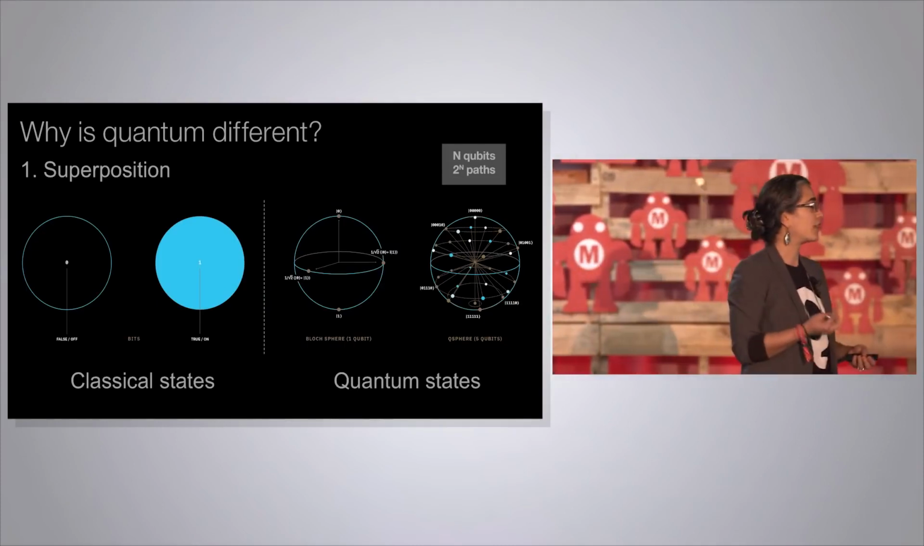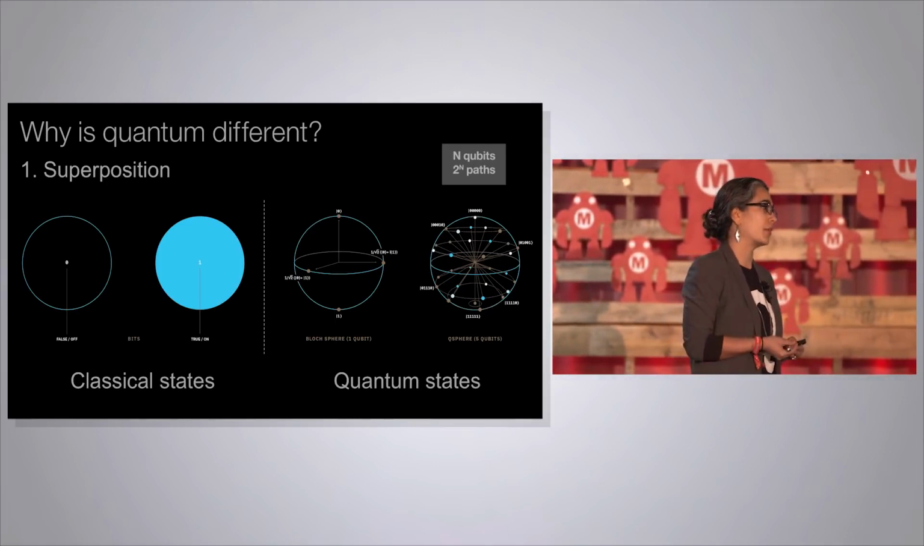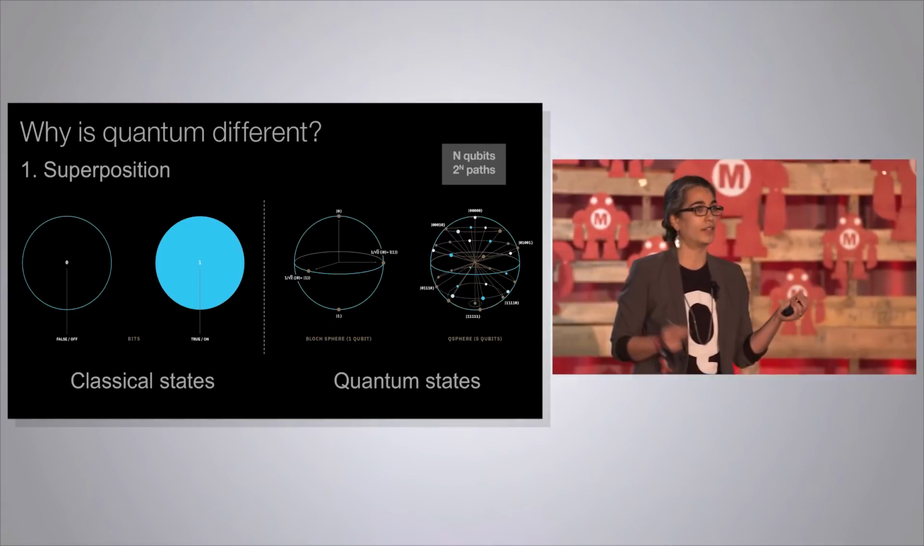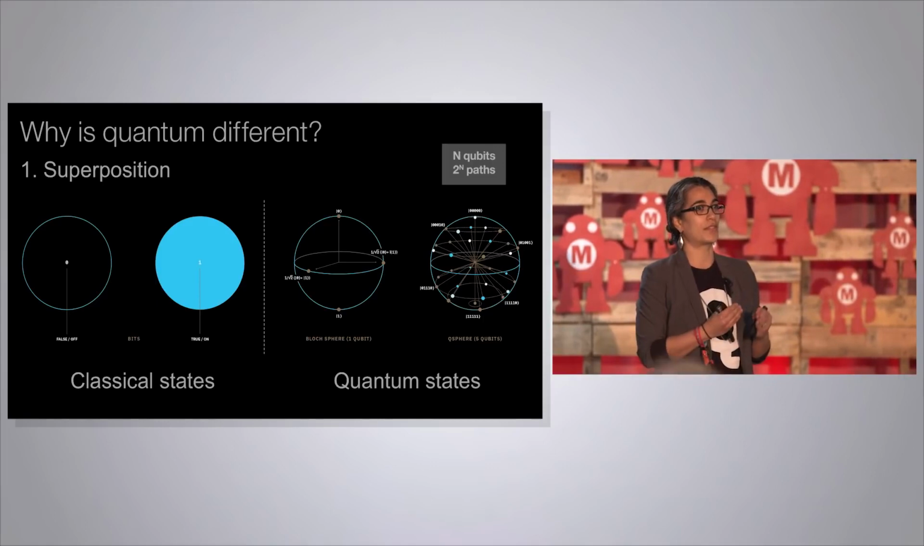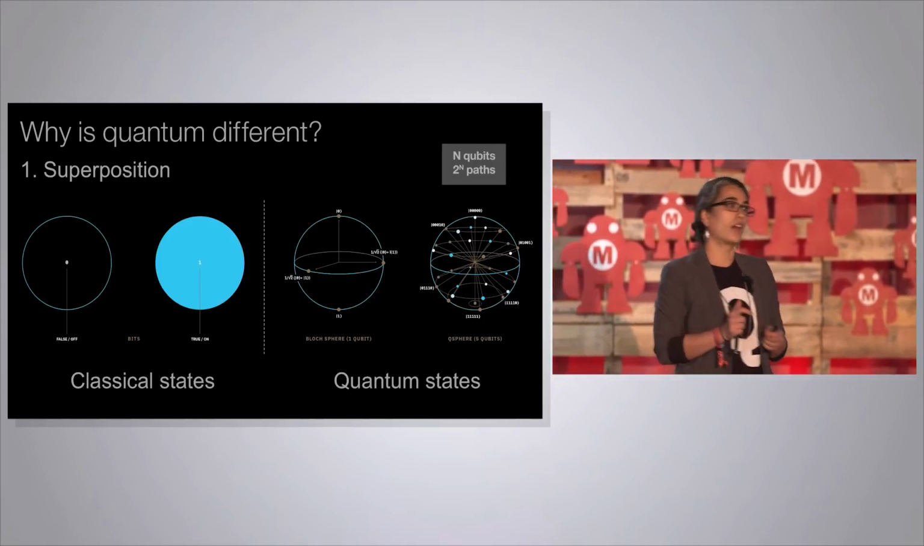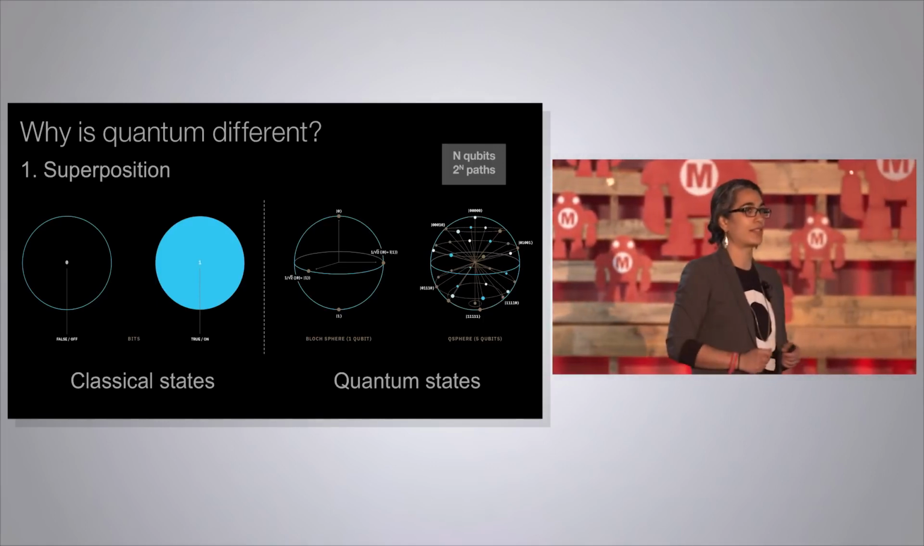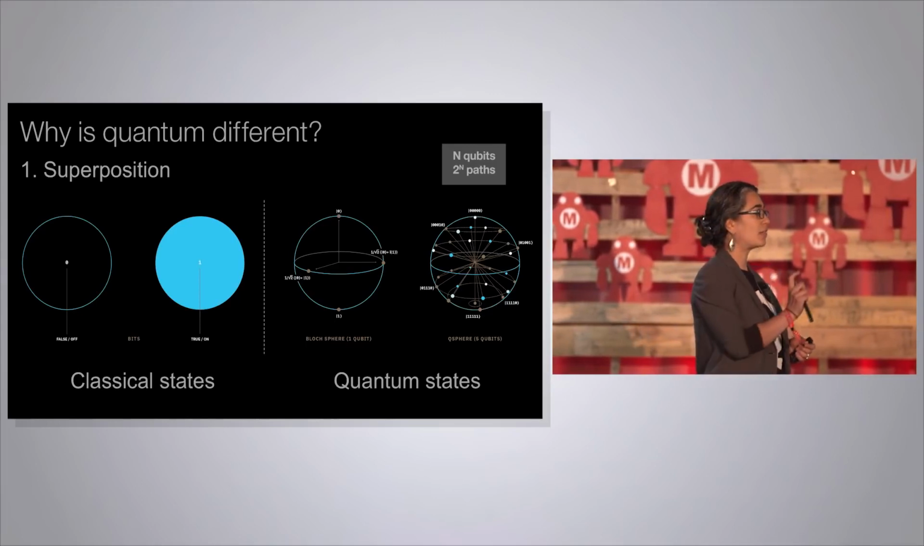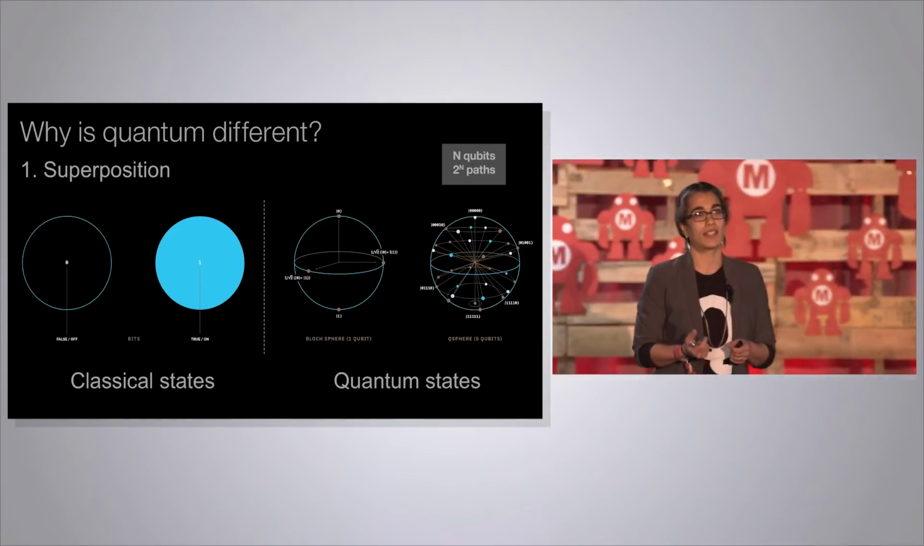has this property that the states can exist in a superposition of 0 and 1. Right? So not just 0, not just 1, but a superposition of 0 and 1. Right? And you can also have complex superpositions of 0 and 1. So you start to be able to explore a much richer set of states.